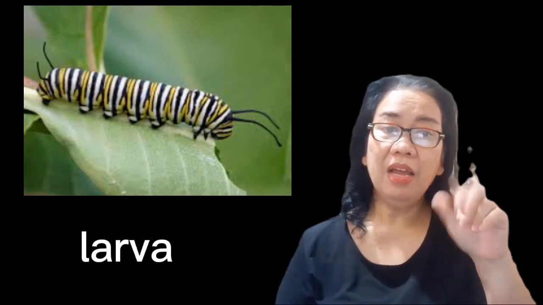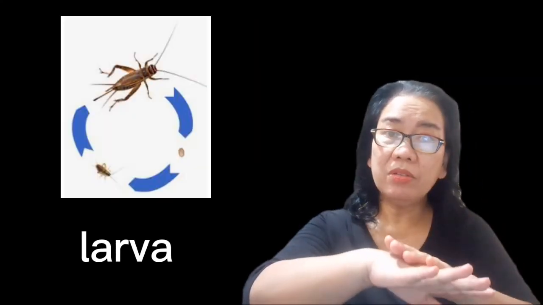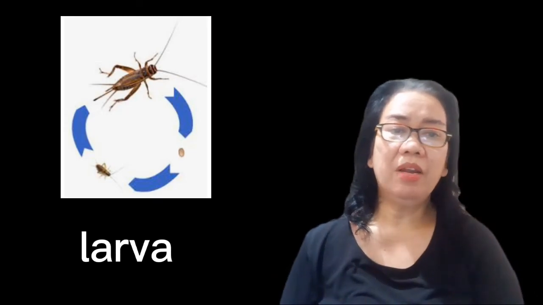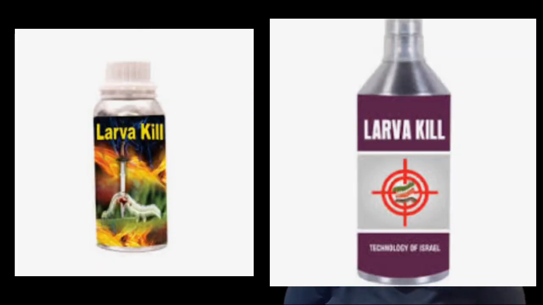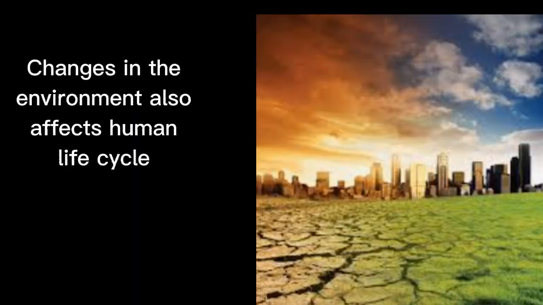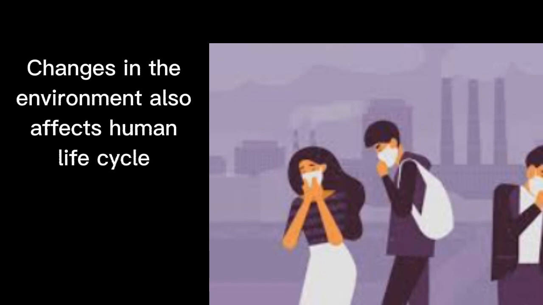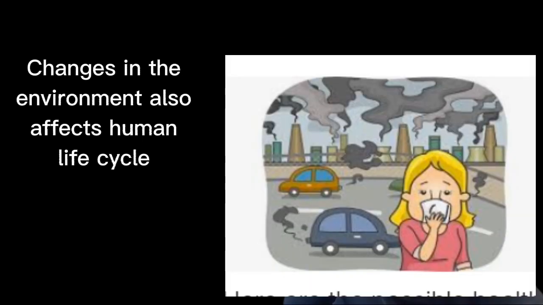The larvae of some insects, like the mosquitoes and crickets, are vulnerable to insecticides. Caterpillars feeding on crops are killed by the cycle of other insects too. Changes in the environment affect not only the plant and animal life cycles but also the human life cycle.